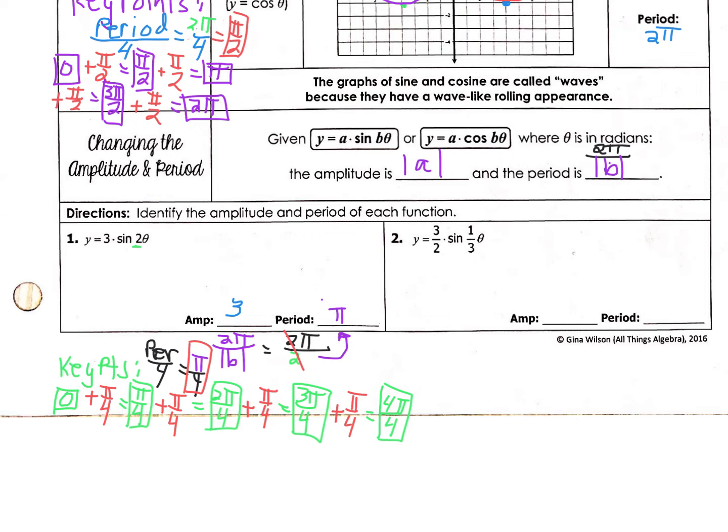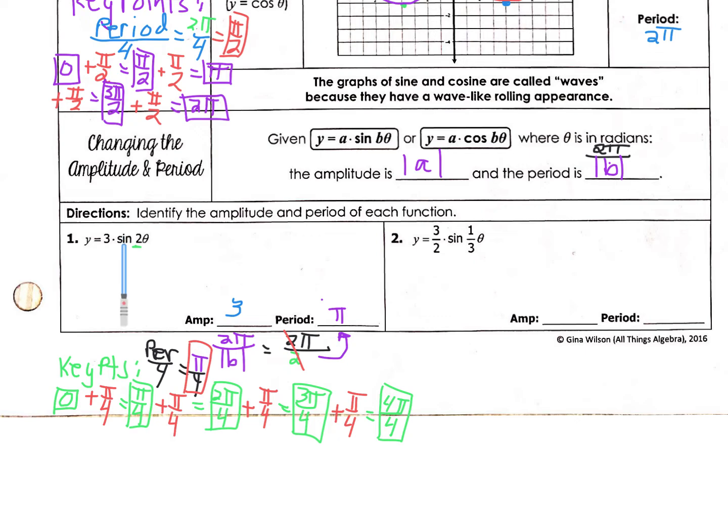So notice that the distance between my lowest key point and my highest key point, so if I took pi and subtracted 0 from it, I do get a period of pi. So essentially we've taken this period of pi and cut it into these key points that are going to represent how my pattern is going to go.